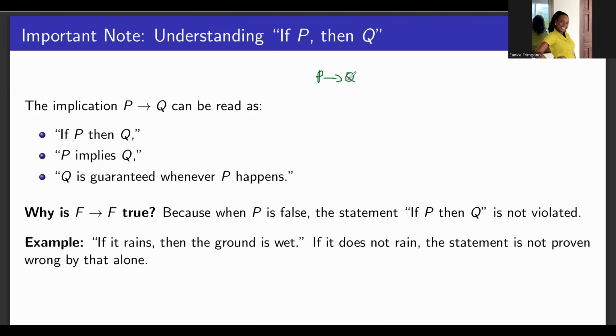Okay. The only condition that P implies Q is false is when P is true and Q is false. Only this case will give this compound statement to be false.